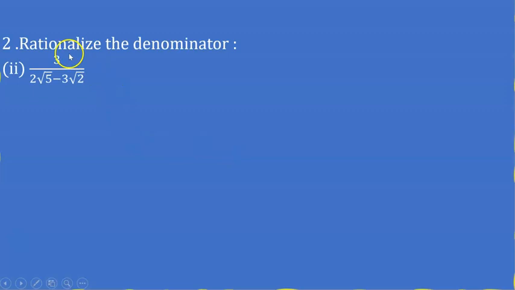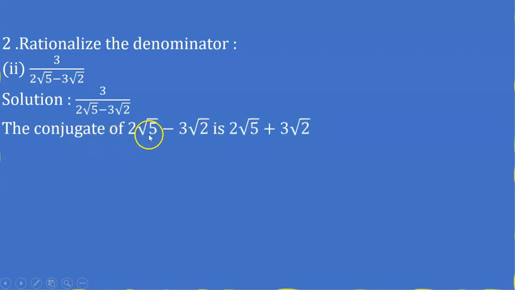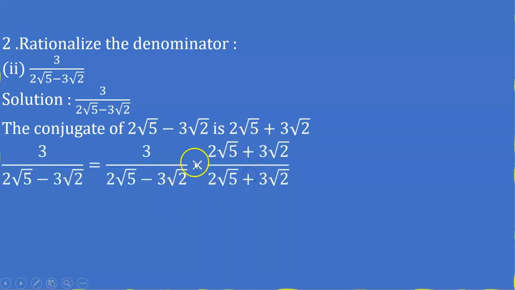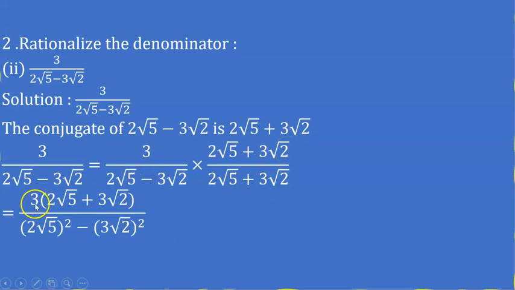Next example, 3 upon 2 root 5 minus 3 root 2. Okay, now the solution. Conjugate of 2 root 5 minus 3 root 2 is 2 root 5 plus 3 root 2. Again multiply the numerator and the denominator by 2 root 5 plus 3 root 2. Okay, now next multiplication, 3 in bracket 2 root 5 plus 3 root 2 upon, again here, the square of 2 root 5, that is 2 root 5 bracket square minus the square of 3 root 2, that is 3 root 2 bracket square.